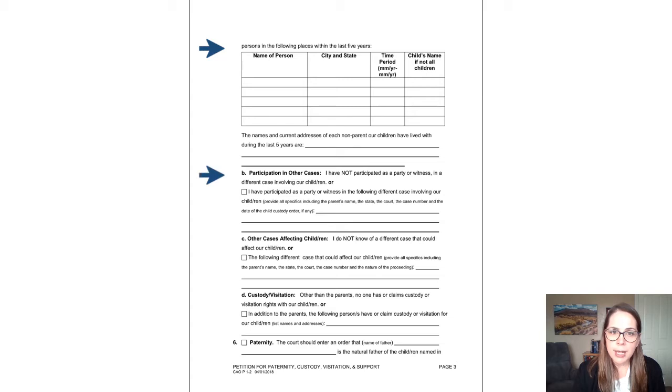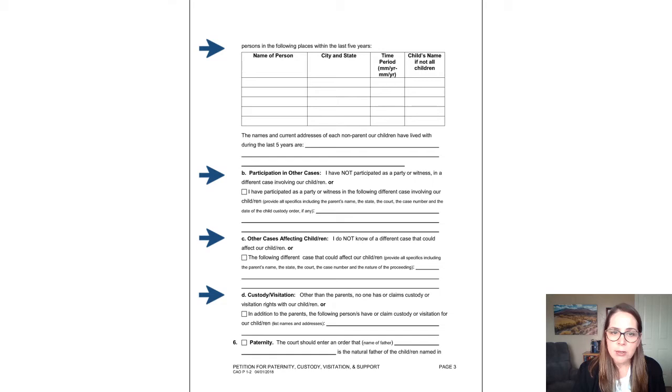In section B, you're going to identify whether or not you have participated as a party or witness in any other cases, and you would list those case numbers. In section C of 5, you're going to list any other cases affecting the children. This could be a child support case, a CP case, a guardianship case, anything like that that you feel would be relevant. Go ahead and list it here.